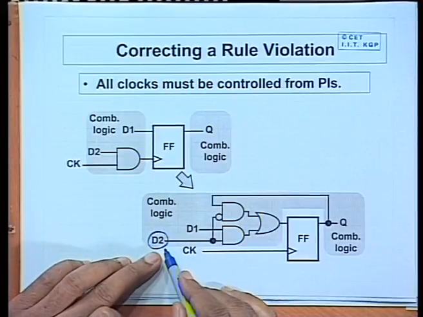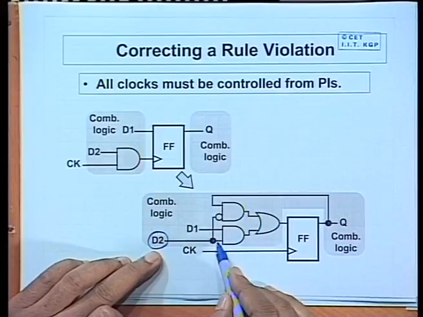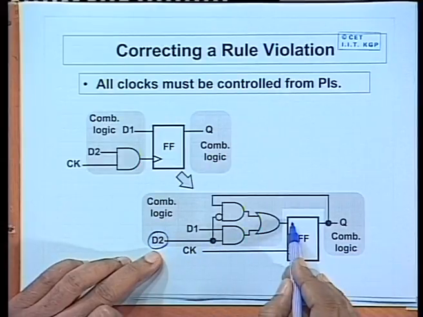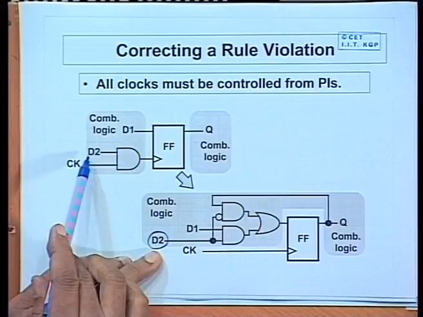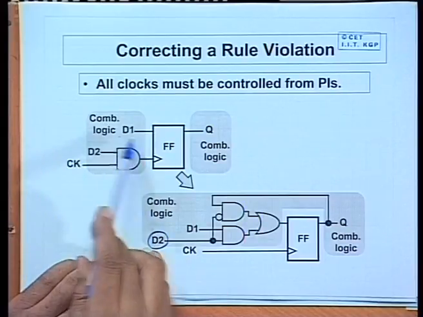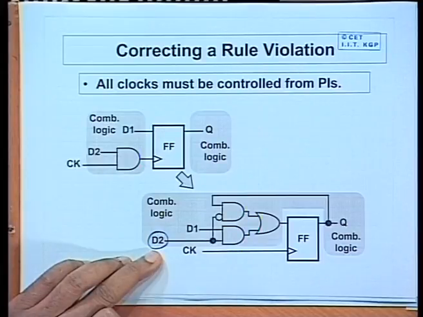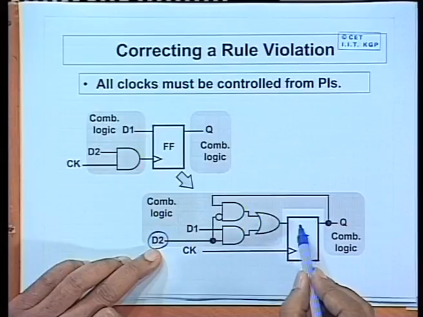If D2 is 1, D1 is selected. This is the normal behavior of the circuit. If D2 is 1, then whenever the clock comes, D1 will go in. Exactly that happens. If D2 is 1 and the clock comes, D1 will go in.